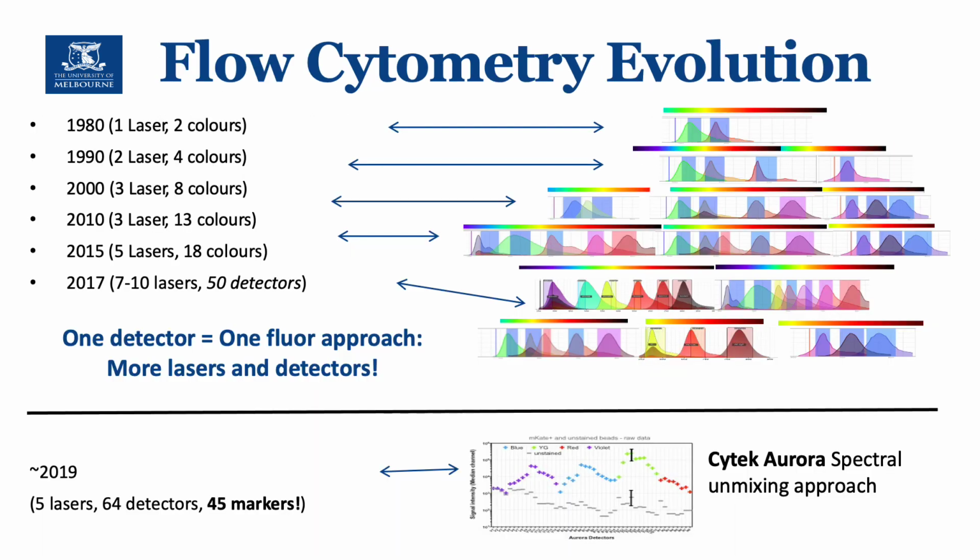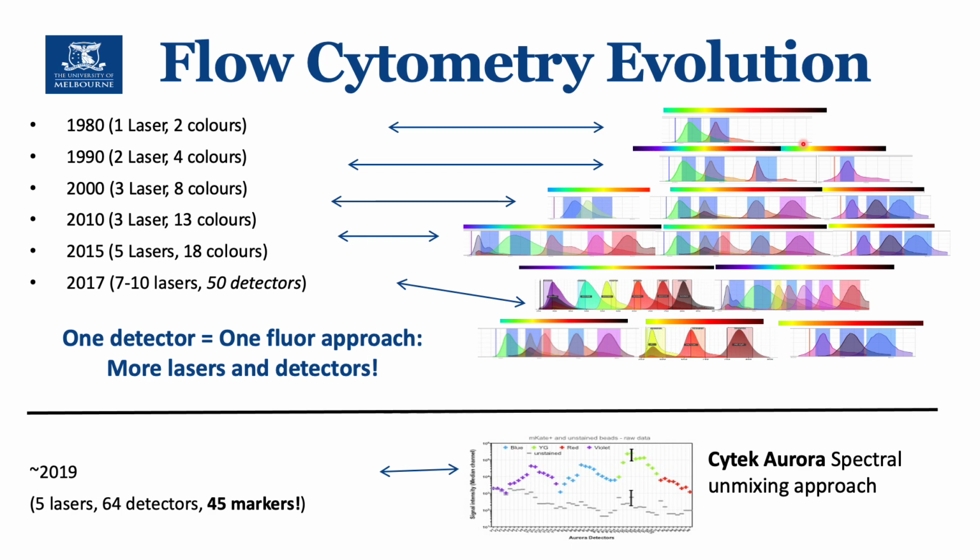And in cytometry, the technology has been evolving over time. The principle hasn't changed much, but what has changed a lot is the number of lasers as they become available, the power they have, and the number of detectors that you have. So this is an example of a chronology of development in cytometry, from one laser and two colors at the early stages of the technology, up to 7 to 10 lasers and 50 detectors in the case of the Symphony instrument from Becton Dickinson. All of this follows a one detector, one fluorochrome approach. So in the traditional instrument, every single detector is dedicated to the measurement of a specific fluorochrome.